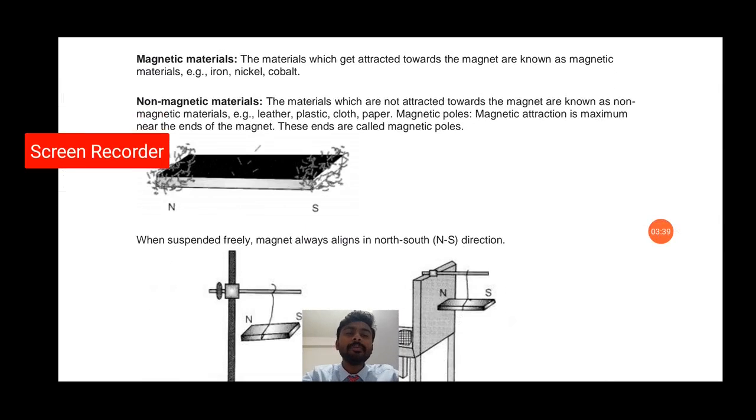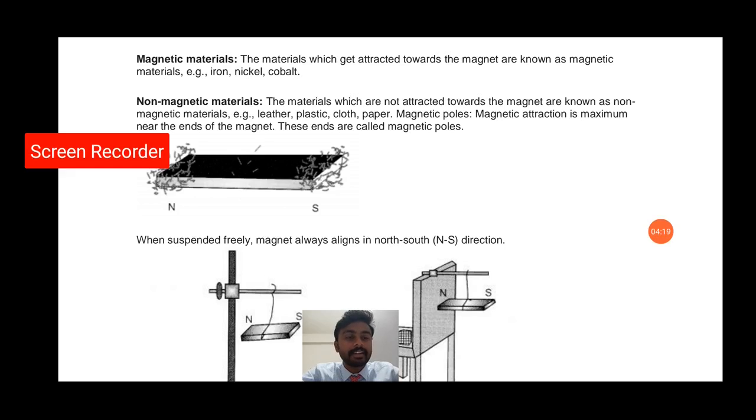So what do you mean by magnetic materials and what do you mean by non-magnetic materials? It is a very important question for your syllabus. See students, the materials which get attracted towards the magnets are known as magnetic materials. For example, iron, nickel, cobalt. These are examples of magnetic materials.